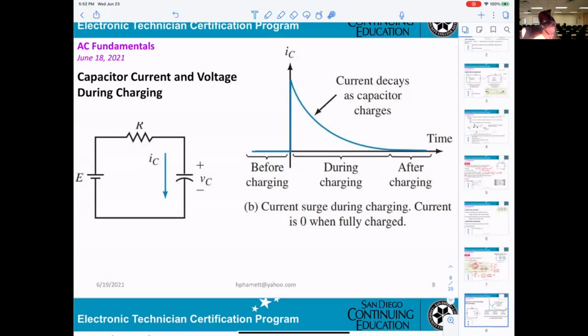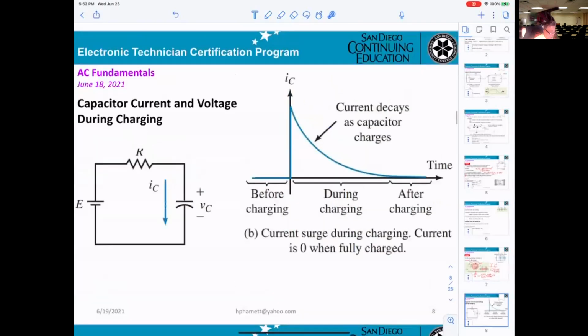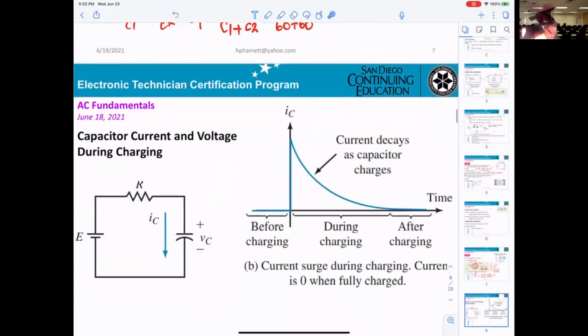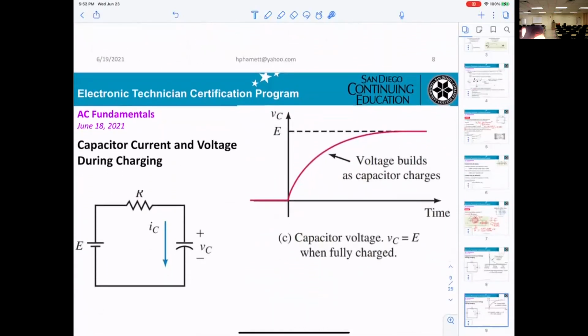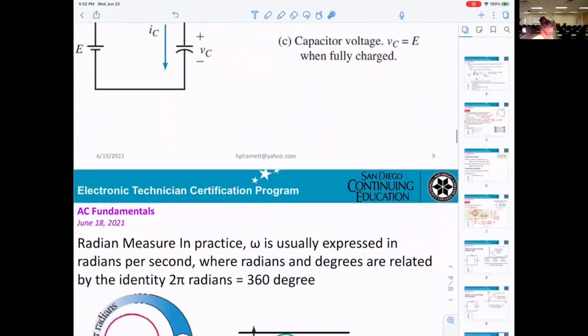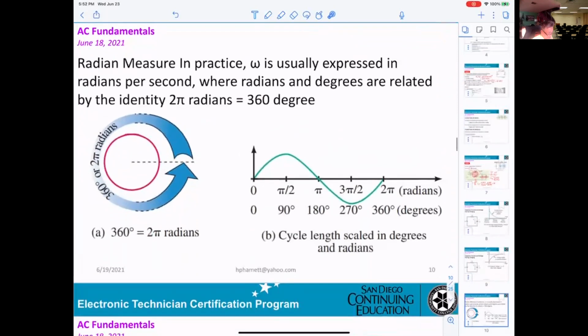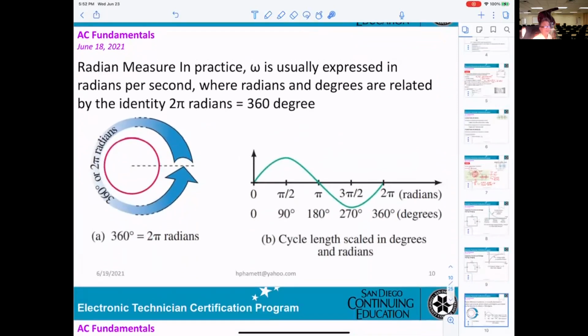So they're talking about the current, okay? And on the other one, we already calculated the voltage. Now this one here, for the capacitor voltage, VC equals E when fully charged, okay? This data is for reference.